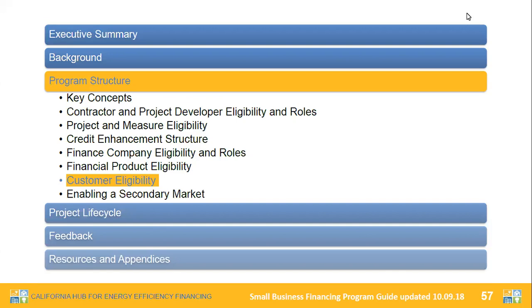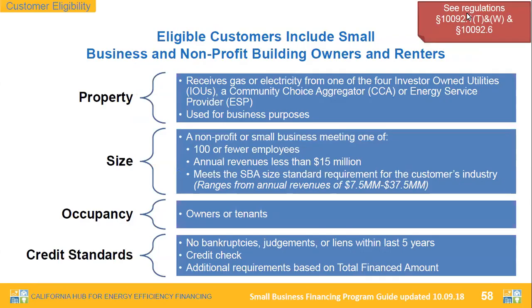Okay. So customers. Okay. So who's eligible? And thanks for bearing with me. I know this is a long webinar. All right, so the customer must receive their gas or electricity from one of the 4 utilities.